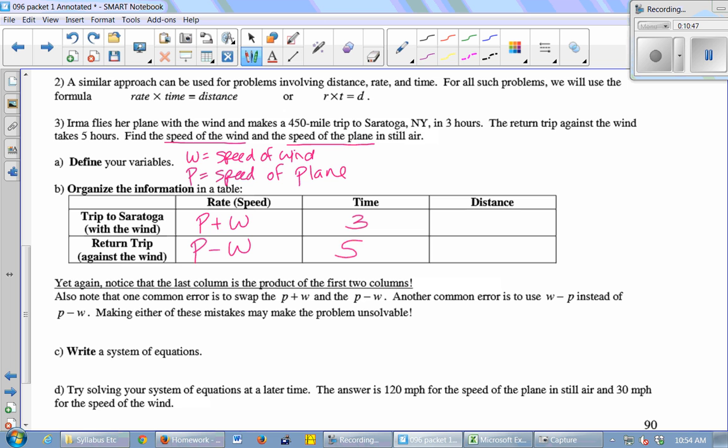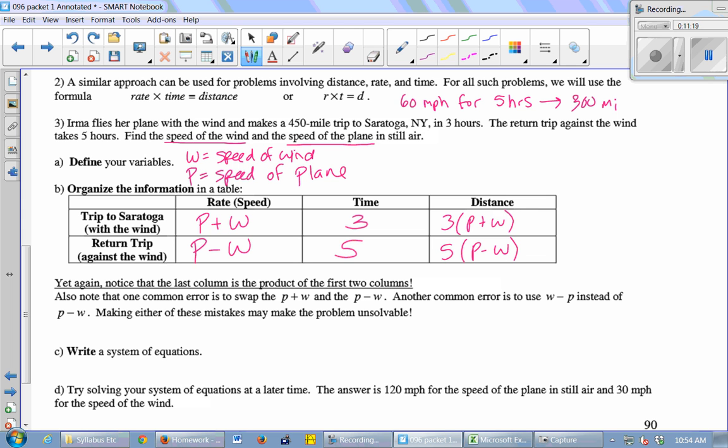So just do a quick example. If you're going 60 miles per hour for 5 hours, how far have you gone? 300 miles, right? So you just do a quick multiplication. Your speed times your time gives you your total distance traveled. All right, so I'm just going to multiply my speed times my time. 3 times (P plus W) and 5 times (P minus W).